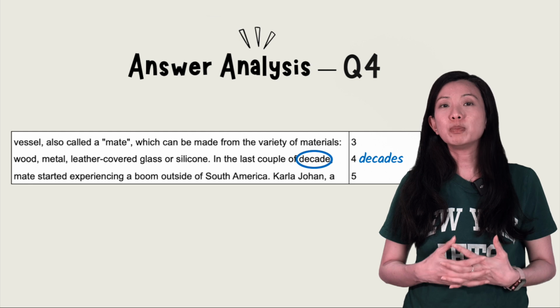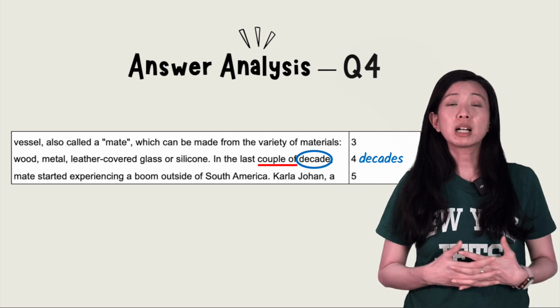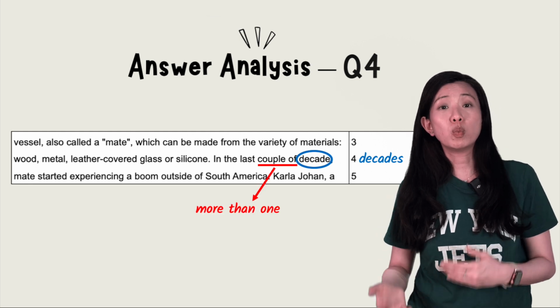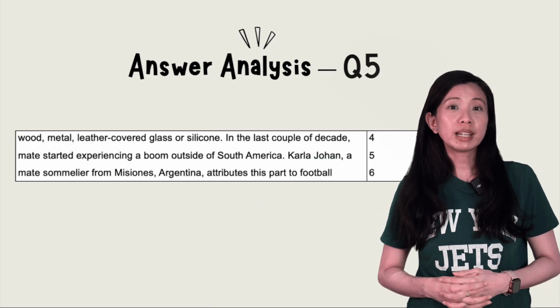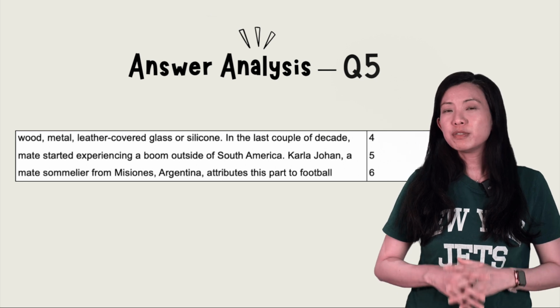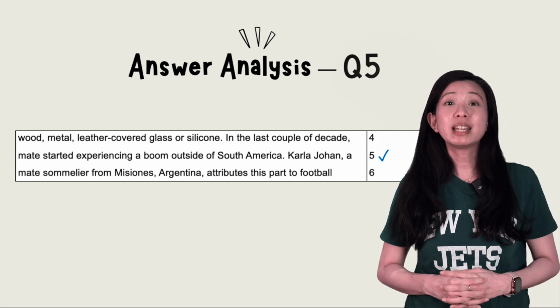The reason for this is because of the words couple of. A couple of tells us that there's more than one. Therefore, decades should be in the plural form. Let's take a look at line 5. Now, line 5, there is no error, so I'm just going to put a tick in the box there.